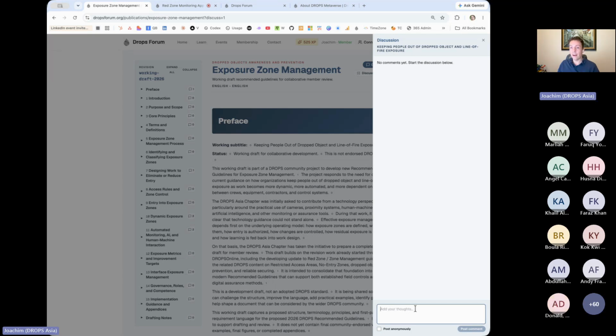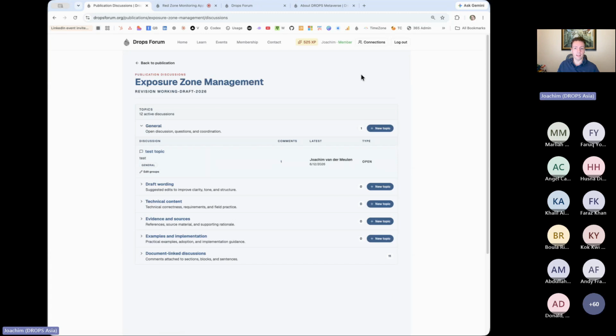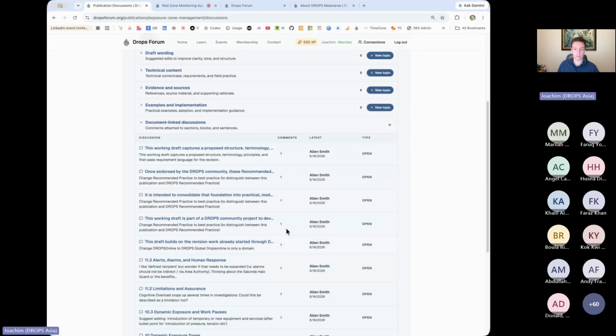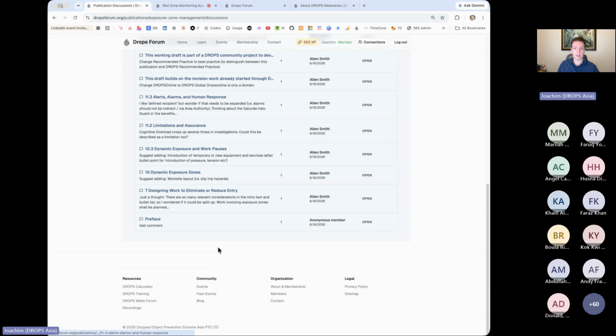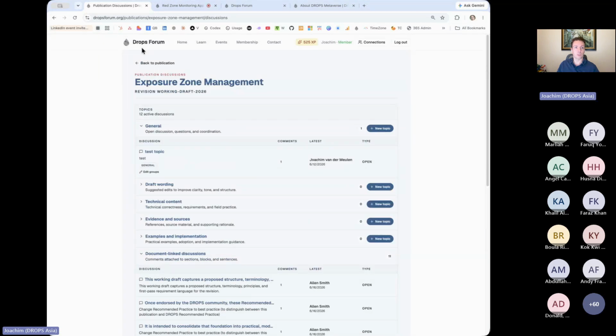It's possible to do this both publicly and anonymously. I have to say though, I have access to who is posting, so it is recorded in the database with your name. You can go to the discussion board, so you can see Alan has already added a few different comments here. And not many people have access yet, so do request access, and then you'll be able to add your comments as well.